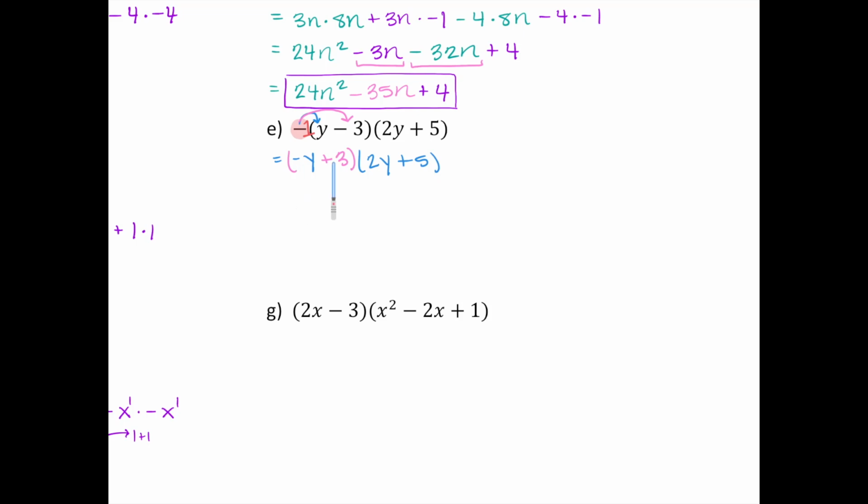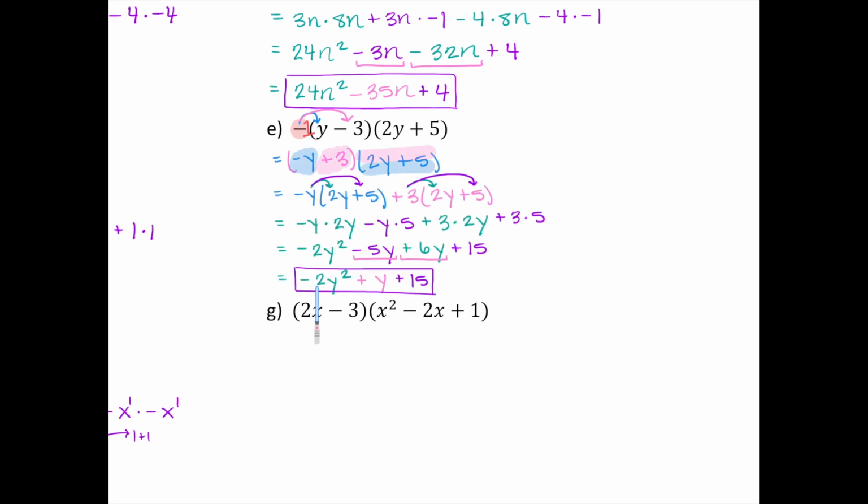And now you can go ahead and multiply this. Go ahead and do that on your own. Go ahead and pause the video now. And the answer ends up being negative 2y squared plus y plus 15. And for our last example, very similar to what we've been doing, this 2x has to be multiplied by everything in that second set of parentheses.